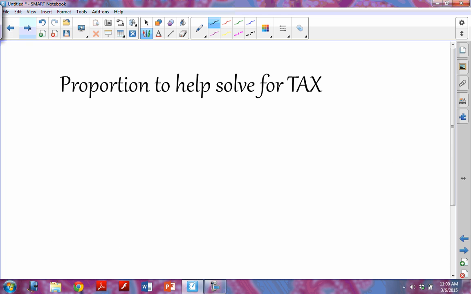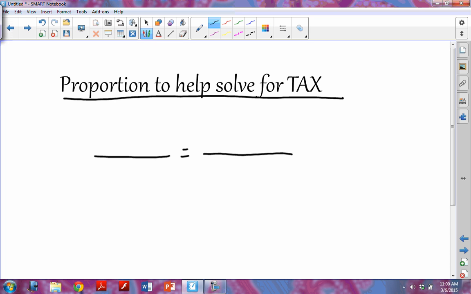So we're going to learn how to solve tax with a proportion. So I'm going to go ahead and draw my two little proportion lines. And now I'm going to start to fill in the blanks. So in the top left, that's always where our money goes. So it's the money that we are buying, or the money that we are spending before we hit tax. It is always going to be out of 100%.